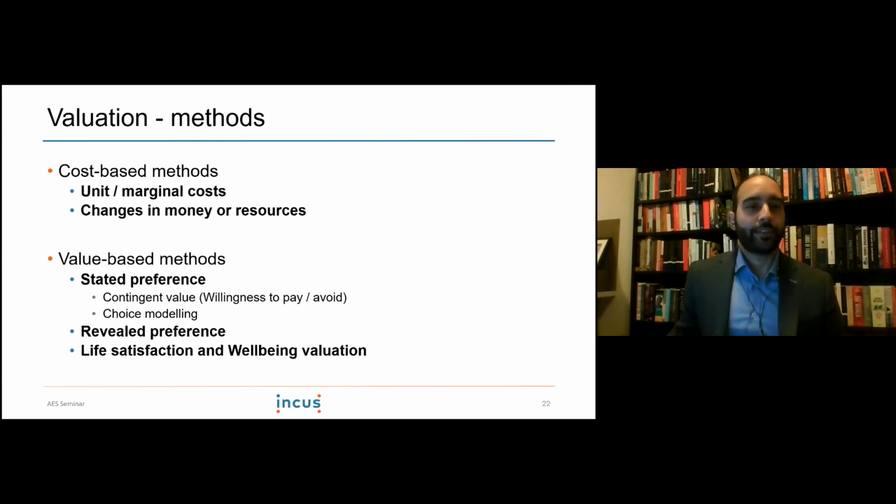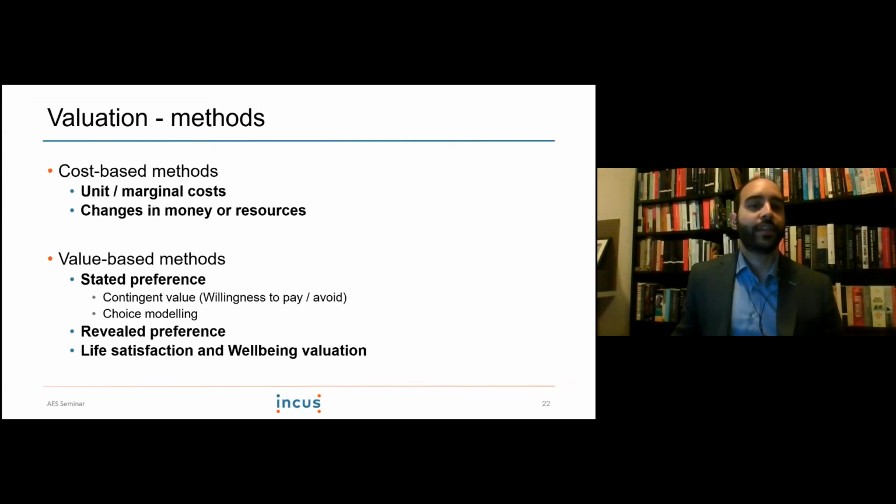So there's a couple of methods. Cost-based methods, like I said, is just the actual cost or change in money or resources. People might be familiar with the idea of a unit cost. How much does it cost to put someone in the emergency department? How much does it cost to run a particular service? That's fairly straightforward. Value-based methods, there's a couple of different techniques.